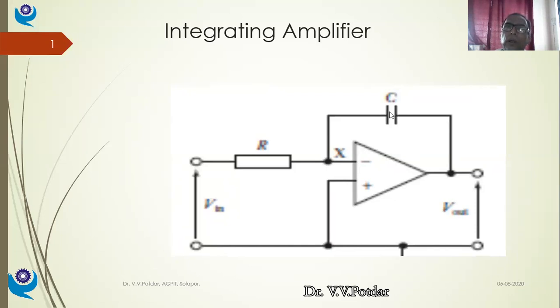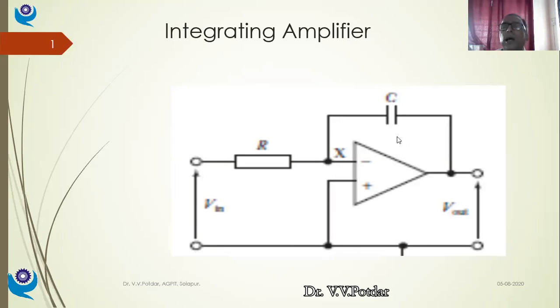So if we want to write the equation for the potential drop or voltage drop across the capacitance, V out will be equal to 1 by C integral of I dt. So V out, write down, V out is equal to 1 by C integral of I dt.